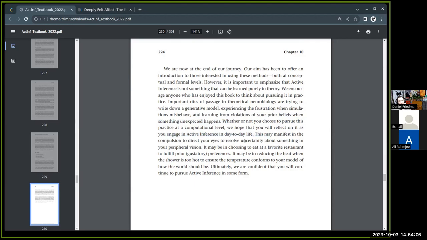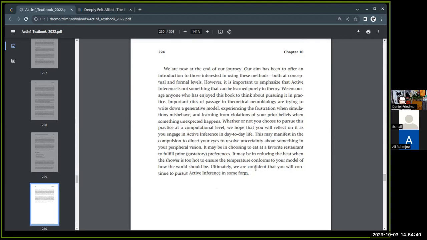It could be in the time interval that's subliminal and between eye saccades. It could be having what you expect and prefer for dinner. It could be allostasis, embedded, extended, enacted, and cultured allostasis. And the authors are confident, which is to say precise in their beliefs, that we will continue to pursue active inference in some form. Any closing thoughts on 10, Ali?